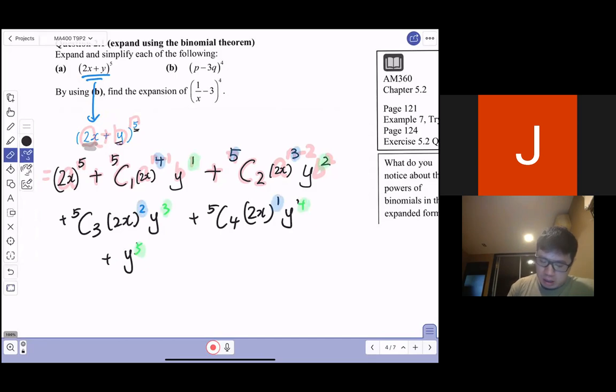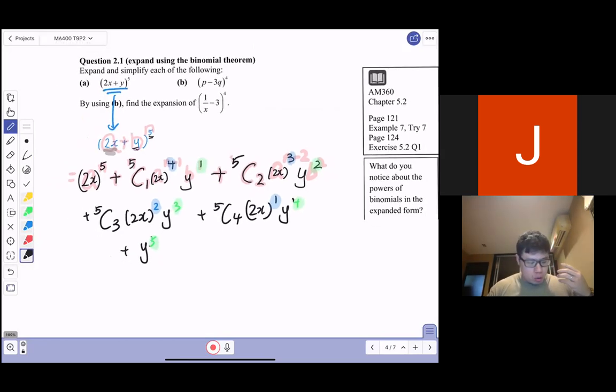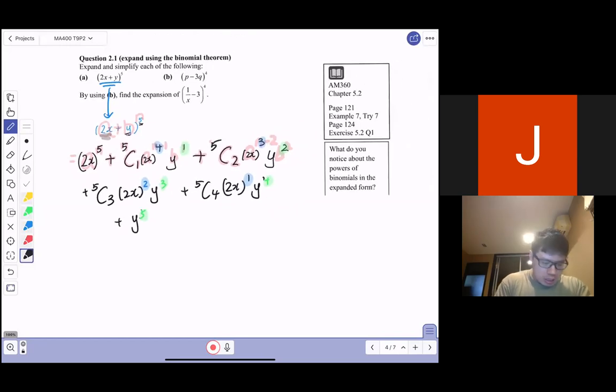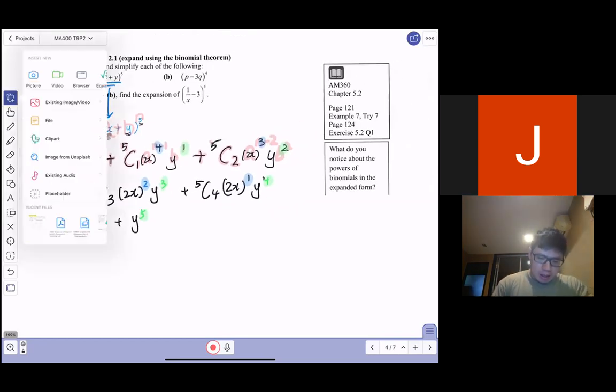Let me just cancel this one properly. So this is an example of the expansion. Do work it out, and I hope you can see. Basically, my answer is here.